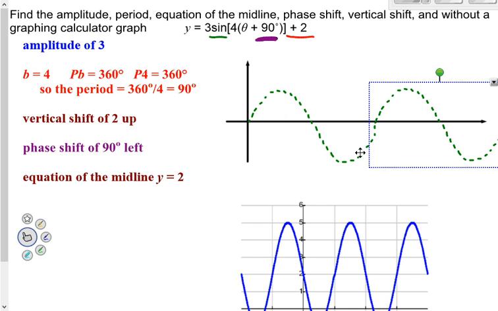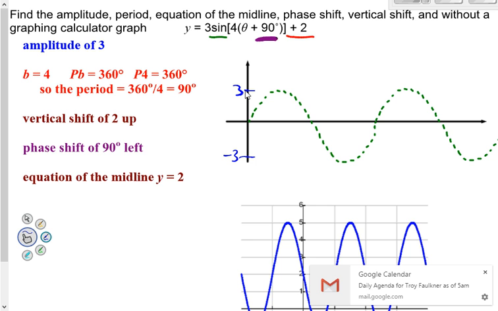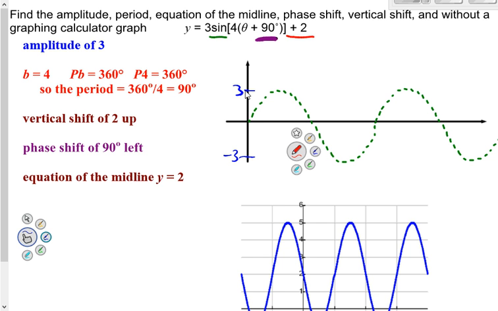And now I could go ahead and put in my tick marks. So if I put in my tick marks, I know that I go up and down 3. So I know it's going to top out at 3. It's going to bottom out at -3. Now, one full period, it says, is 90 degrees. So I'm going to mark one full period as 90 degrees. So this is 90 degrees. So therefore, halfway in between is 45 degrees.